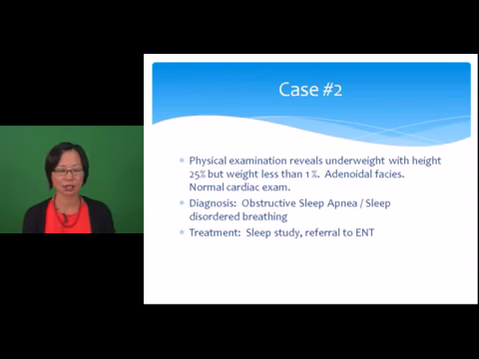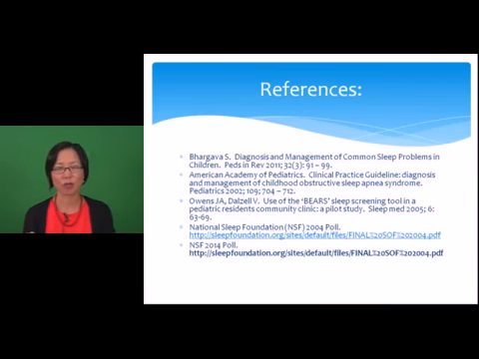His physical examination reveals that he is somewhat underweight, with a height at the 25th percentile, but a weight less than 1%. He has adenoidal facies on exam and a normal cardiac exam. So your diagnosis would be obstructive sleep apnea or sleep disordered breathing. This child may need a sleep study, or based on your history, which is pretty striking, you may want to just refer that child to ENT for definitive treatment.